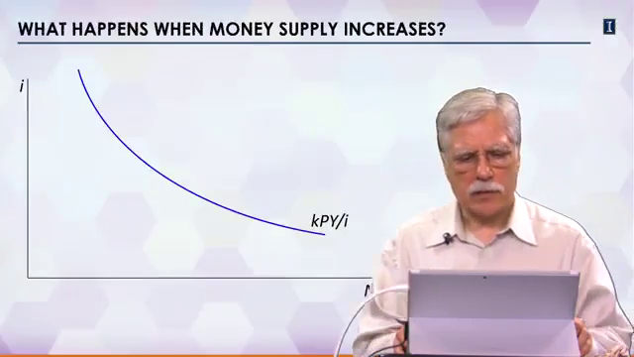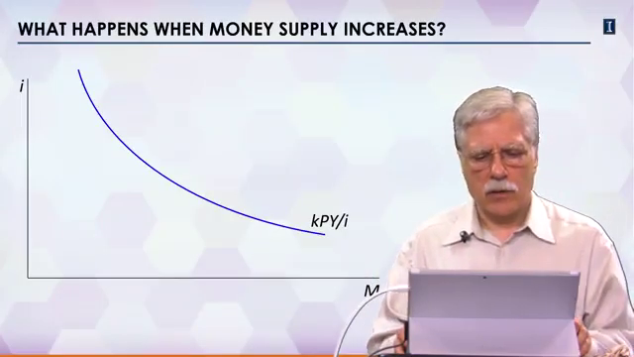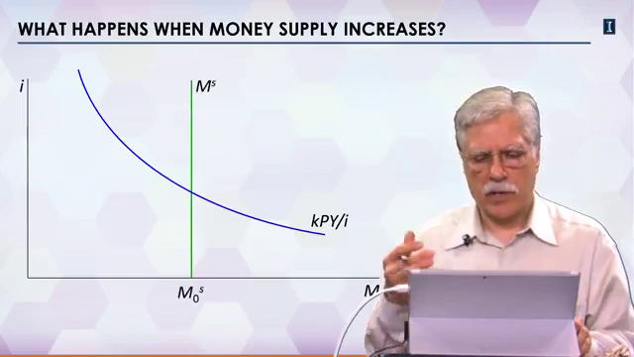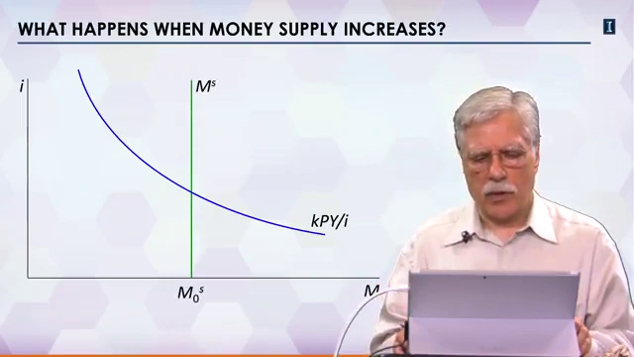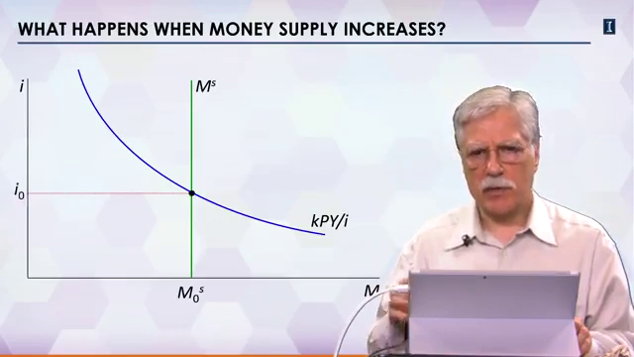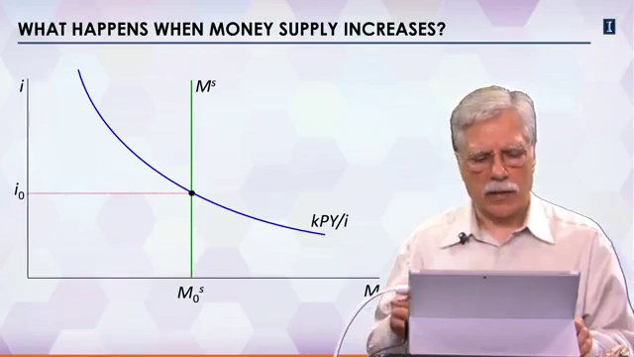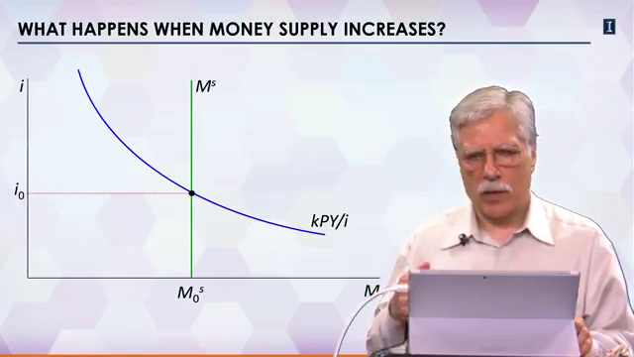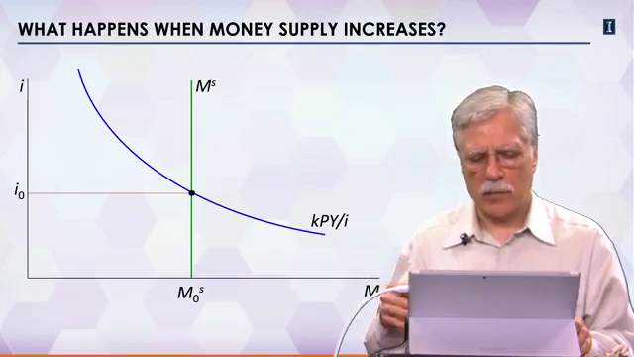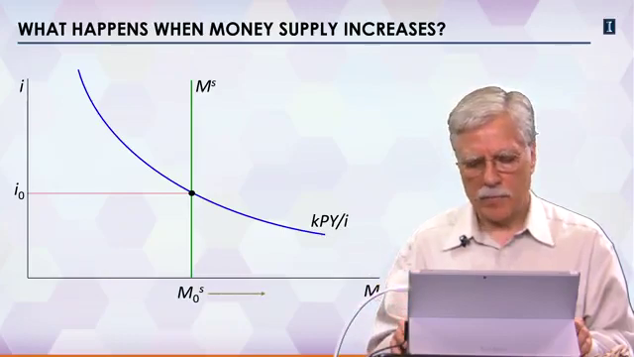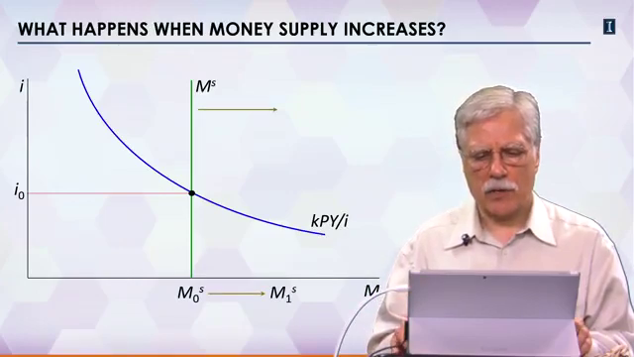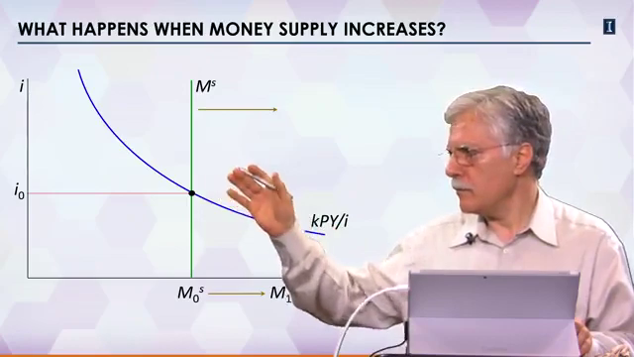Okay, let's first practice with this equation and with the graph by looking at what happens if money supply increases. Let's say we start with an equilibrium at interest rate I0, money supply is MS0, and then the central bank increases the money supply. Essentially, this means that it shifts the money supply curve to the right.